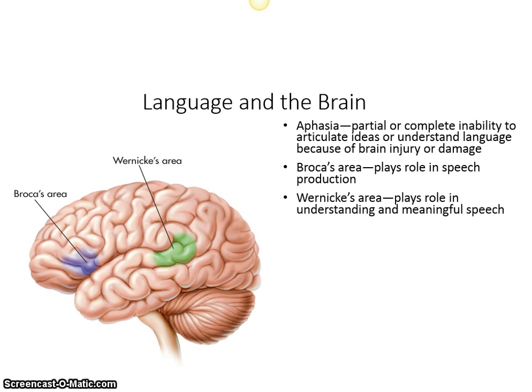On the left side of the brain, you'll find two centers of language processing, the Wernicke and the Broca's area. The Wernicke area is responsible for our ability to understand language. The Broca's area is responsible for our ability to speak language.